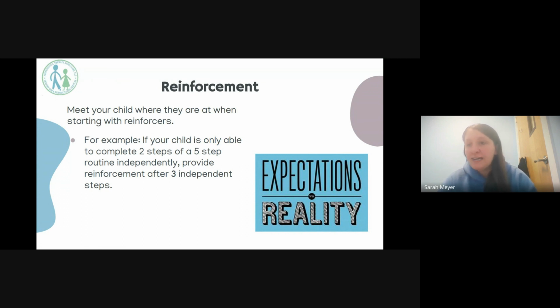After the child has developed that ability to do that 3rd step independently, and now it's consistent, then we're going to up the reinforcement to every 4 steps. So again, we're meeting the child, we're growing with the child. And then again, this will be faded out as the child learns the routine. And eventually that routine is going to be ingrained in a part of their day where they're not going to need as much consistent reinforcement. It's just going to be part of what they do.